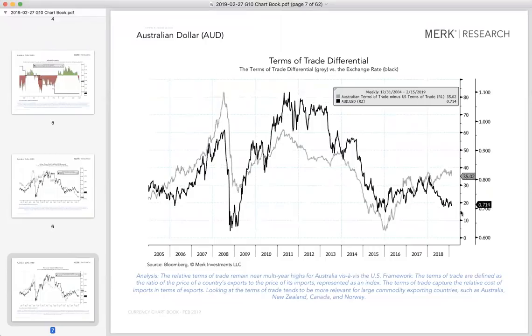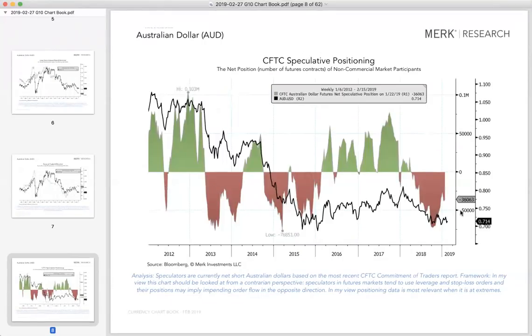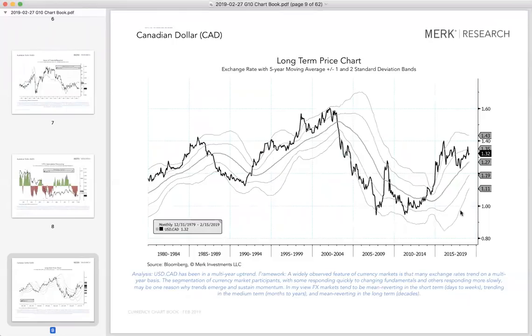Then the difference in the terms of trade is another way to look at currencies. This tends to be more applicable to commodity-based currencies, such as the Australian dollar we see here. And many of you are familiar with the CFTC positioning charts, how speculators are positioned. The CFTC publishes that every week with some delay. And then we have that for each currency.